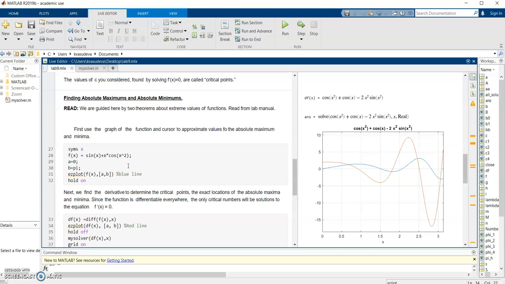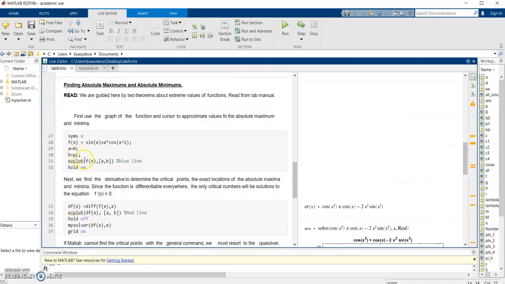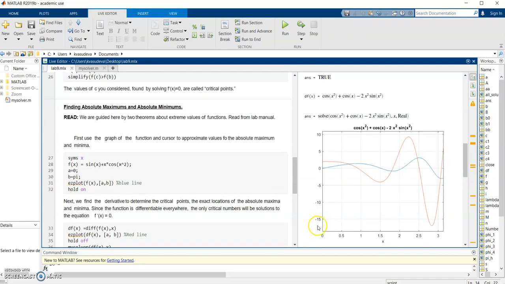Let's say you have an equation f of x as sin x plus x times cosine of x squared, and the interval is 0 and pi. This is what you do for all the questions that are given on the assignment. Define the variable, then the function, then the two intervals that are asked to find. So I have a is equal to 0 and b is equal to pi. Look at that, 0 to pi is 3.1415. So that is what you have.